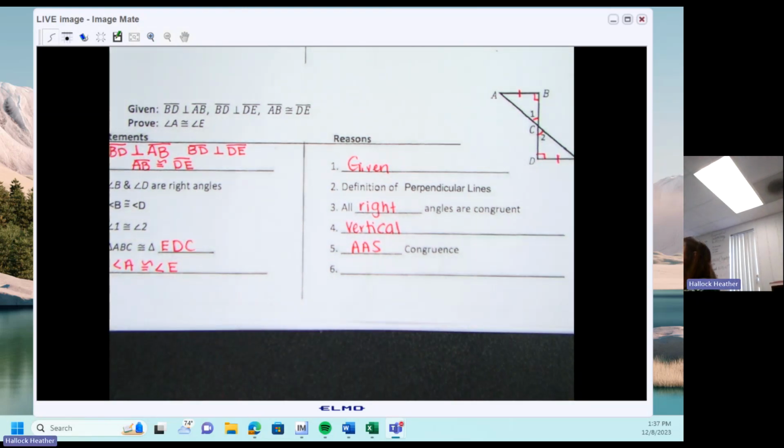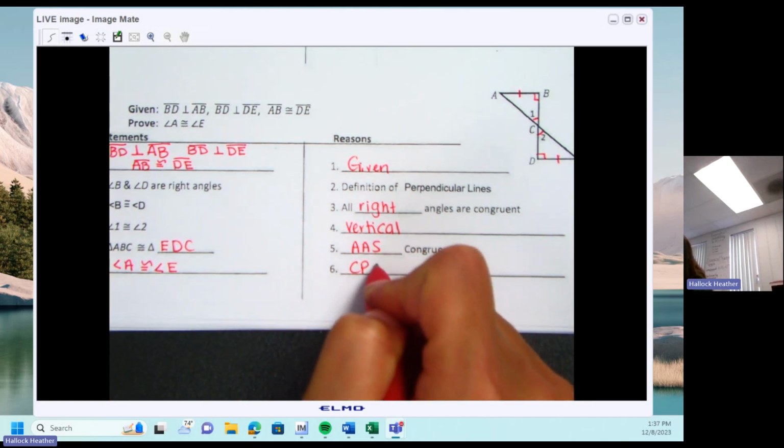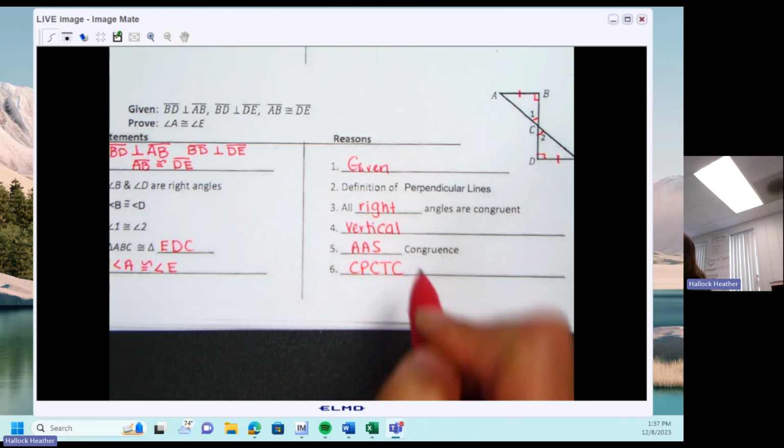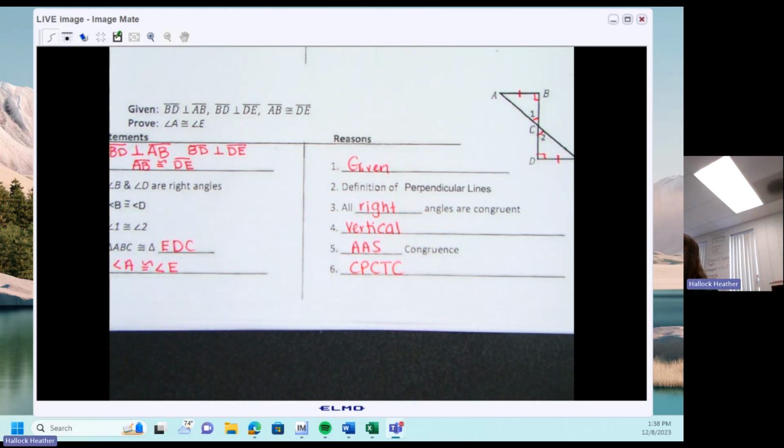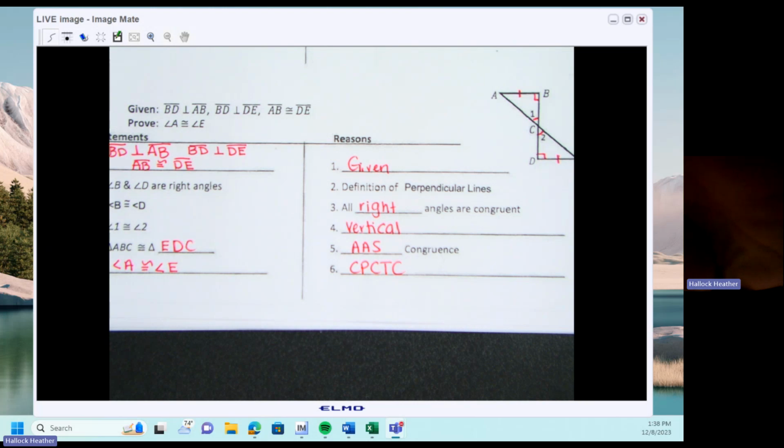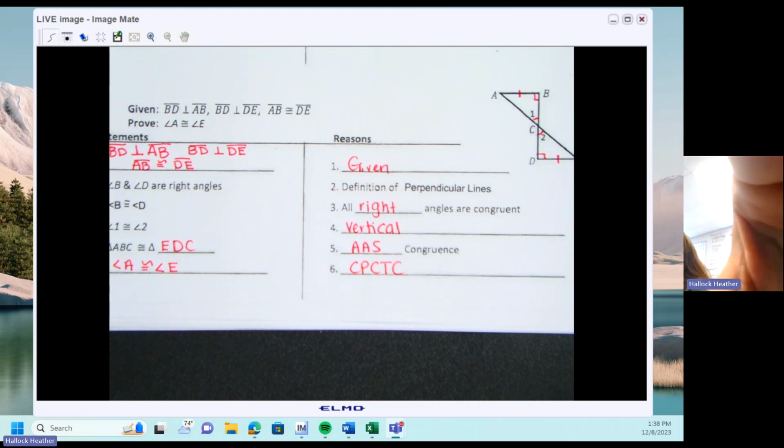And then once I know that the triangles are congruent to each other, which sometimes is not on your classwork, then I could say angle A is congruent to angle E because of corresponding parts of congruent triangles are congruent. I'm about to show you on your classwork. That's why we're doing 2 different sheets, because I wanted to make sure you had an example of where corresponding parts of congruent triangles are congruent is used.